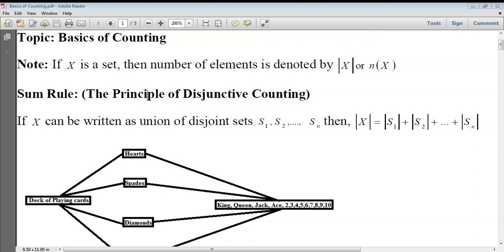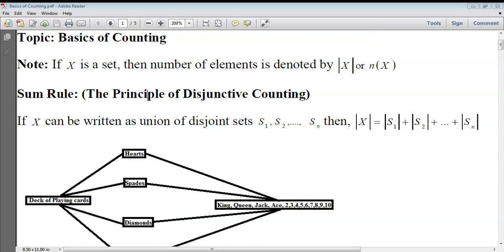The number of elements in the set X is given by n of X or cardinality of X. That is studied as the cardinality of X or n of X. It denotes the number of elements in the set X.